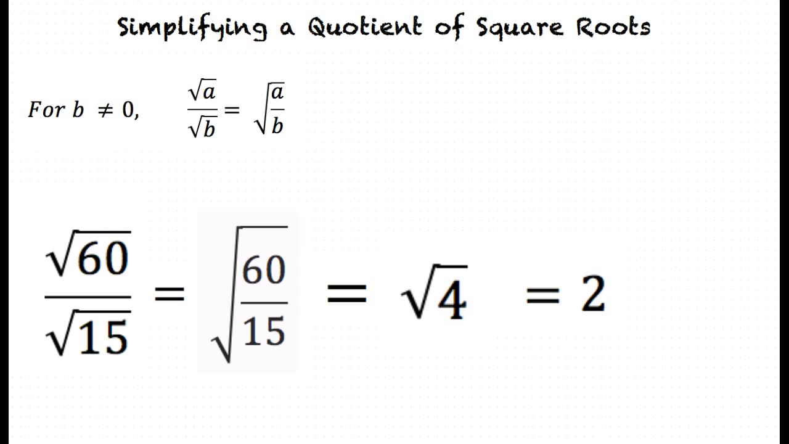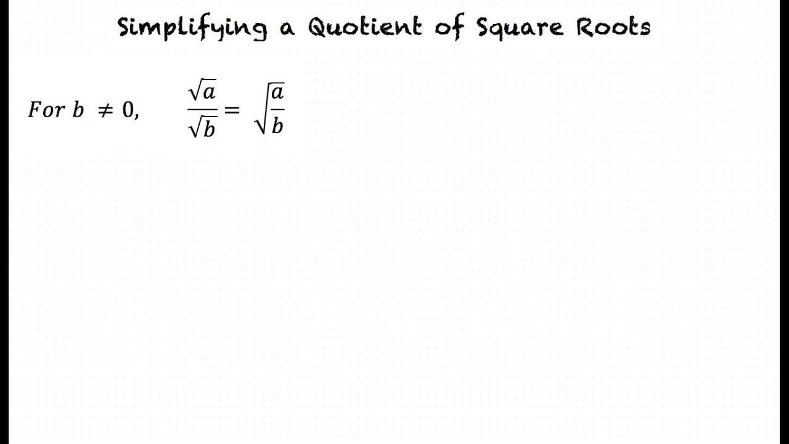Okay, I think I understand, but can we try an example with the bigger number on the bottom? That's a great question. Let's take a look at the same example, but with the numerator and denominator reversed. Our example will be square root of 15 divided by square root of 60.